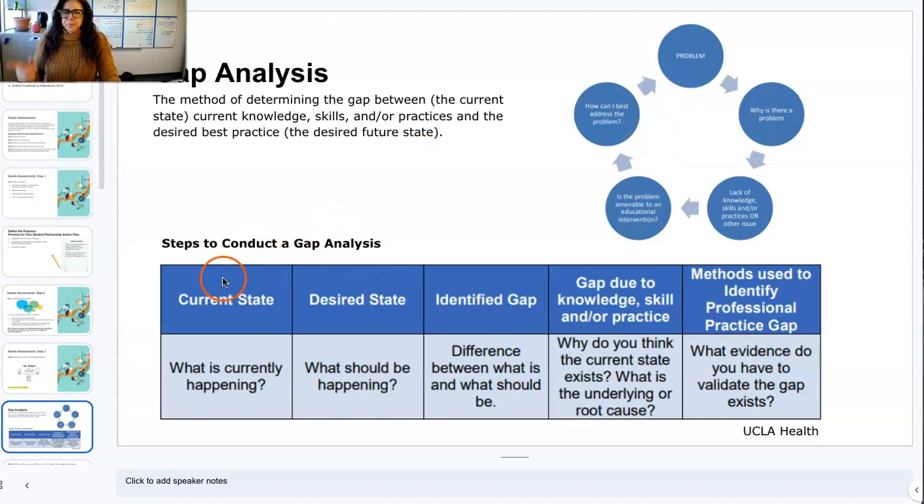So down here, what's our current state? What's our desired state? And then there's our gap. So that's the first 3 boxes here on this chart. This part I think is really important. Is the gap due to knowledge, skill, or practice? Is it a people problem? Is it a resource problem? Is it an institutional, organizational problem?